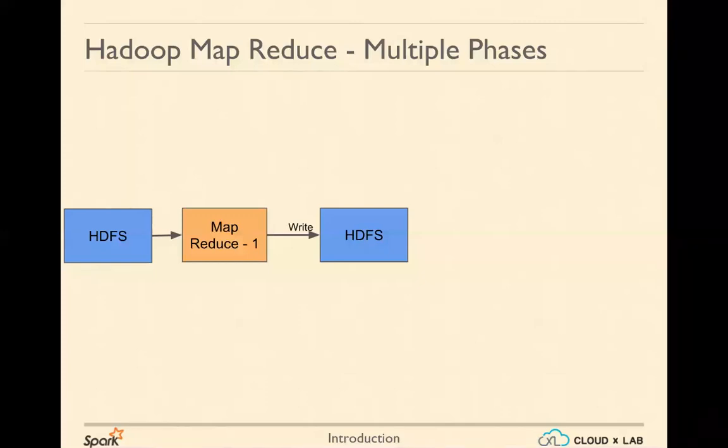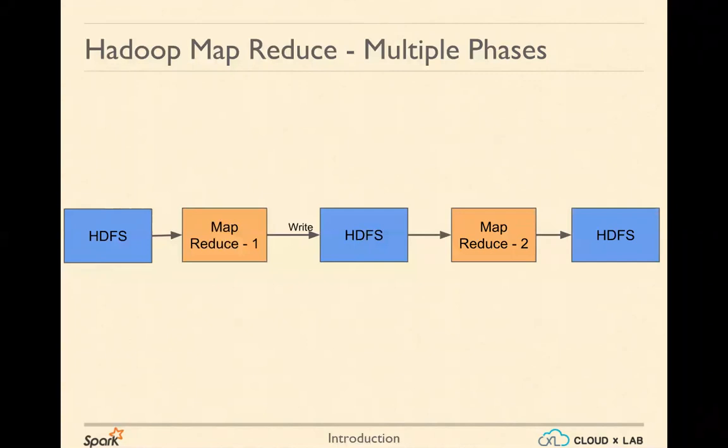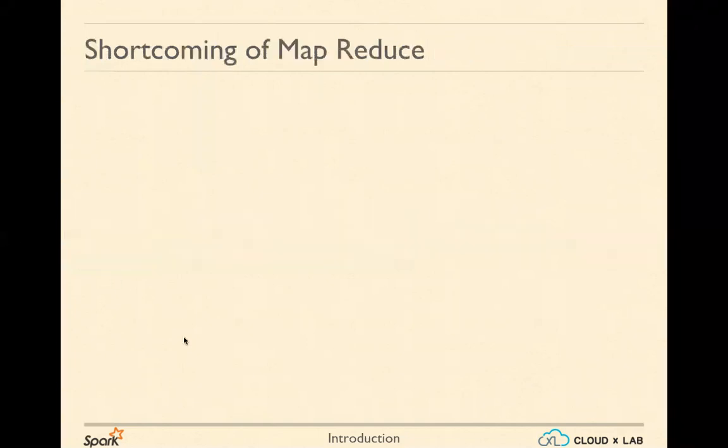The point I'm trying to make is, in case your query involves multiple jobs, there will be multiple interactions with HDFS. Your first MapReduce job would read the data from HDFS and write it to HDFS, then the second one reads it back and writes it back. So there's a huge delay in Hadoop MapReduce, because instead of directly giving the data to the second phase, it's writing it back to HDFS. That's one of the reasons why Hadoop MapReduce was slower.